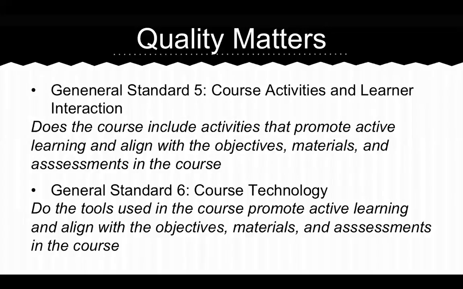Quality Matters is a nonprofit organization that does research into online education, and they've provided a rubric based on this research for what are the qualities in a really good online course. And they've broken it down into different categories. And two of the categories are course activities and learner interaction, and course technology. And that's looking at, are the activities promoting active learning?